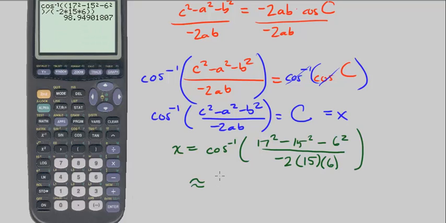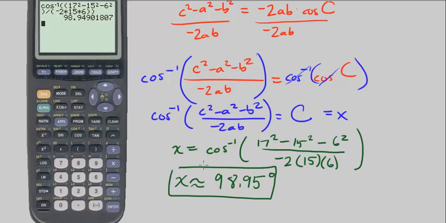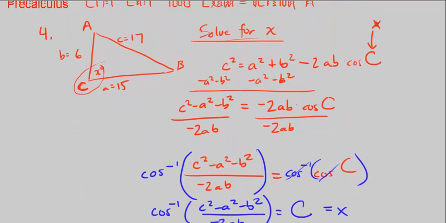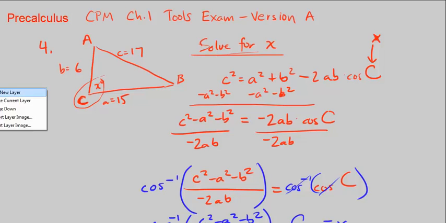Enter, and I get approximately 98.95 degrees. So x is approximately 98.95 degrees. Okay? And I'm done with number 4. Okay, so now let's move on to number 5.